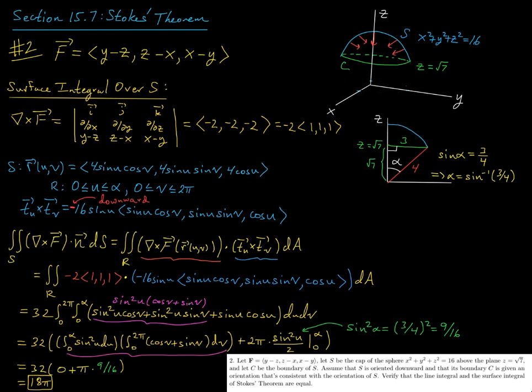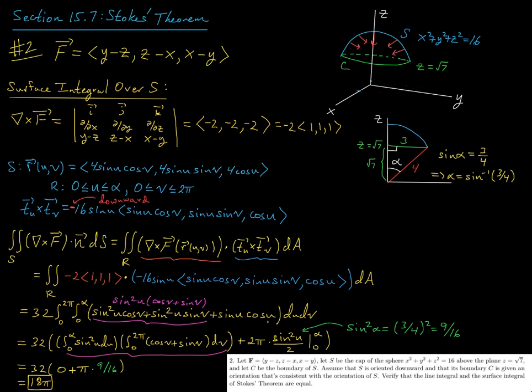And so now what I'm going to do in this next line is split this up, because notice I'm integrating a product where one factor depends only on u and the other factor depends only on v, and we're integrating over this rectangle. So I'm going to break that up as the integral of just sine squared u du from 0 to this angle alpha, times the integral from 0 to 2 pi of cos v plus sine v. And I have this other part too, which is the integral of sine u cos u, and this depends only on u, so the v integral is just going to contribute a factor of 2 pi.